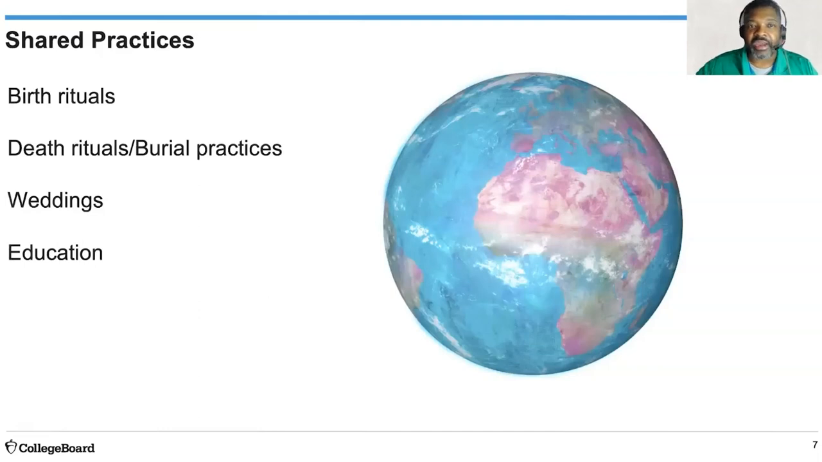First of all, shared practices. These are things such as birth rituals. What happens when a baby is born? Is there a christening? Or is there a celebration of some sort? Also, death rituals and burial practices: is there a burial? When does that burial take place? Or is the body itself buried at all? Weddings, how are weddings celebrated? Education, who gets educated? Where are they educated? At what times in their lives are they educated?